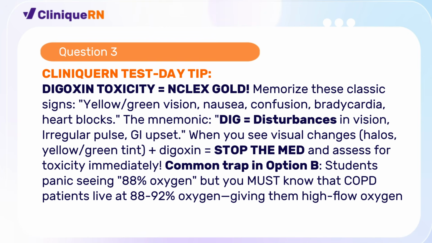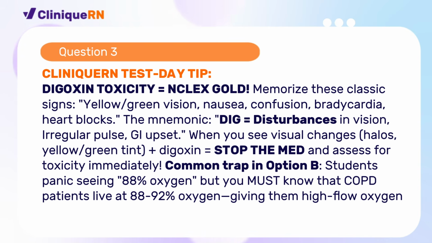Clinique RN test day tip. Digoxin toxicity represents a critical NCLEX gold concept that requires you to memorize its classic clinical signs: yellow-green vision, nausea, confusion, bradycardia, heart blocks. The mnemonic is DIG: disturbances in vision, irregular pulse, GI upset. When you see visual changes, halos, yellow-green tint, plus digoxin, it means stop the med and assess for toxicity immediately.